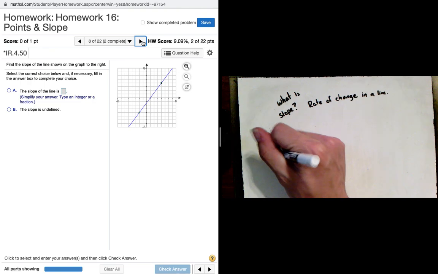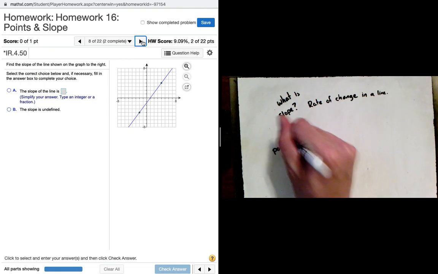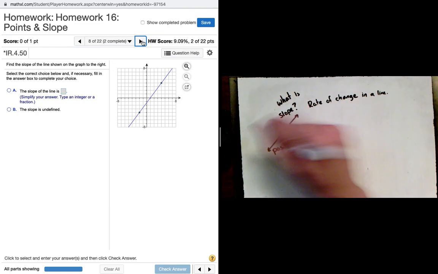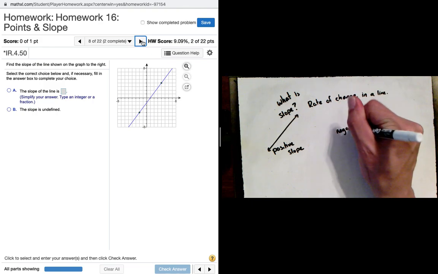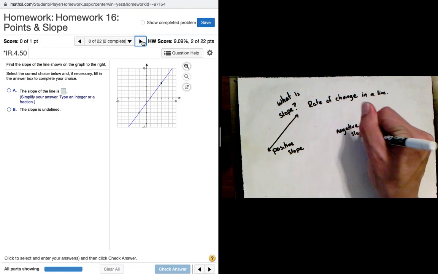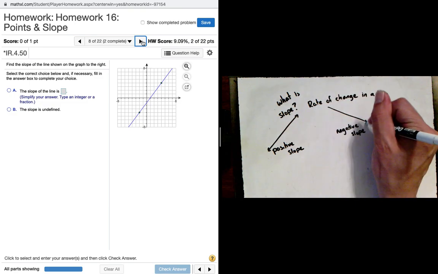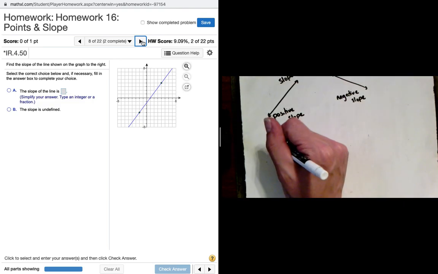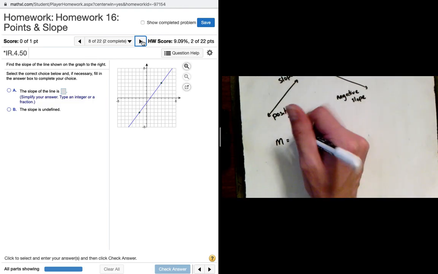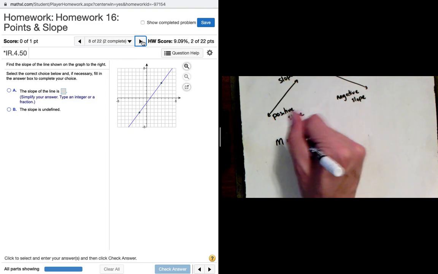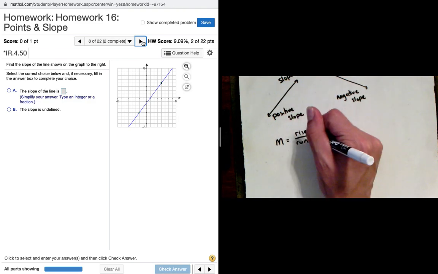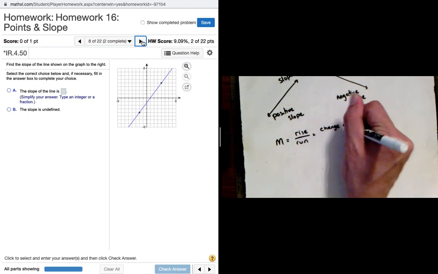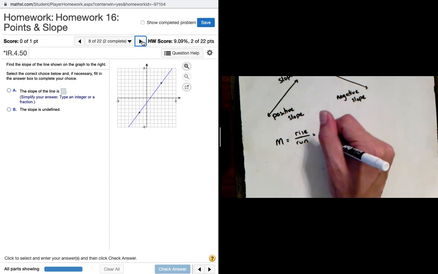In the case of a positive slope, the graph is increasing as we read from left to right. In the case of a negative slope, the graph is decreasing as we read from left to right. We use the letter m to define slope, and it can also be thought of as the rise over the run, or more explicitly, the change in y over the change in x.